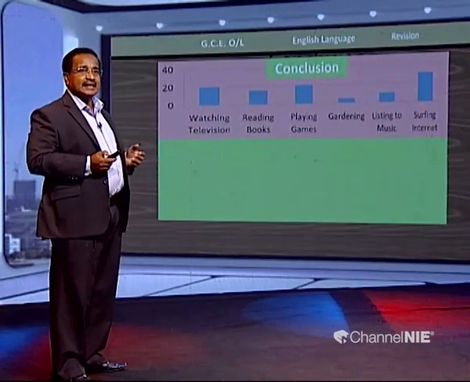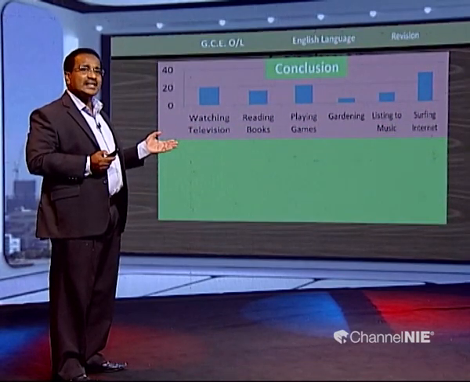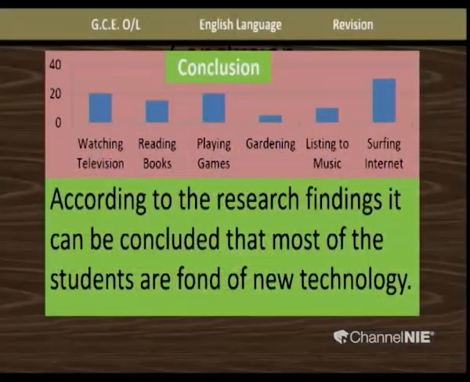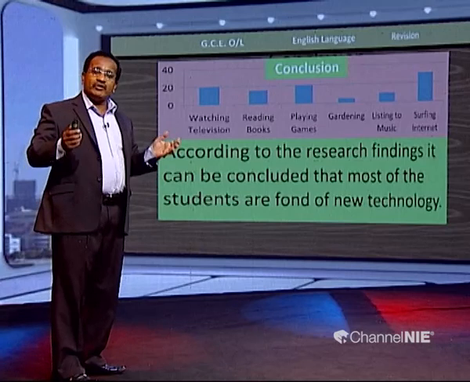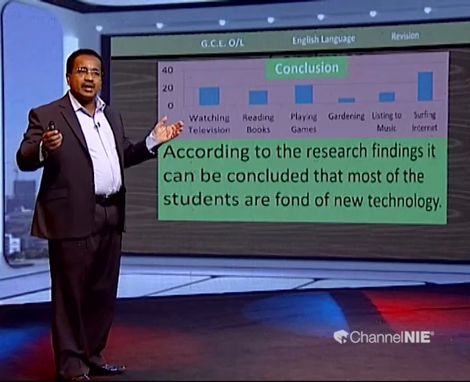Then finally, the concluding statement. What is the concluding statement? When you have a look at this bar graph or these findings, what is the conclusion that you can arrive at? According to the research findings, it can be concluded that most of the students are fond of new technology, surfing the internet. Most of the students are fond of new technology. This is how we can write a description about a bar graph.